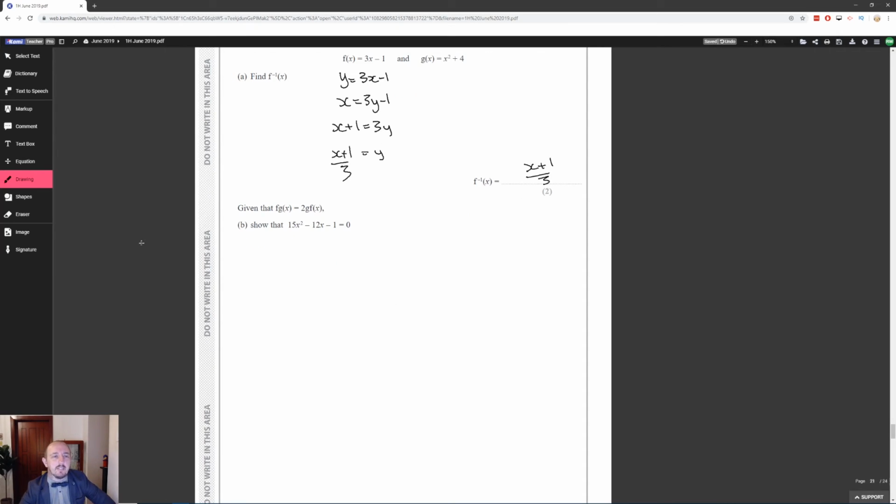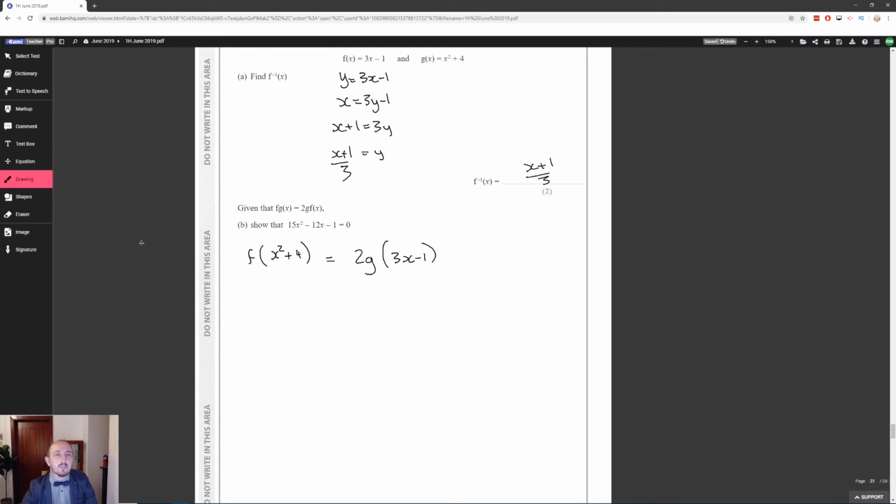For part B, we have fg of x is equal to 2gf of x, so we have to actually work these out. So g of x is x squared plus 4, and I'm going to replace that into f of x. And on this side, we're going to have 2g, and we want f of x to go into that, so 3x minus 1 there.